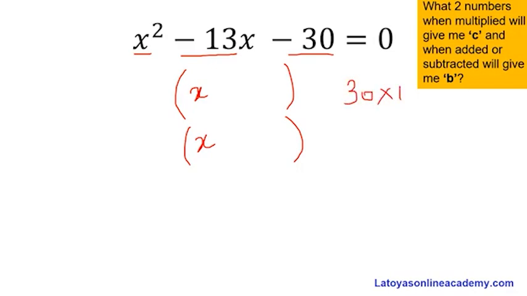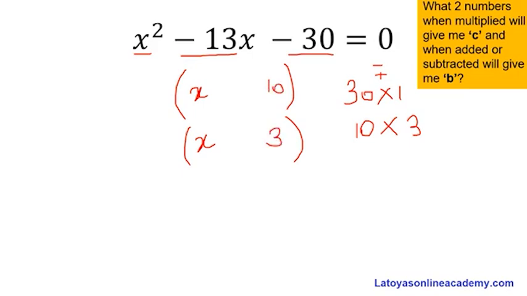So 30 by 1 will give us 30, but I cannot add or subtract 30 and 1 to give me 13. So we're going to try 10 times 3. 10 times 3 will give us 30. And when we add and subtract it, we can't get 13. So we're going to use 10 and 3.